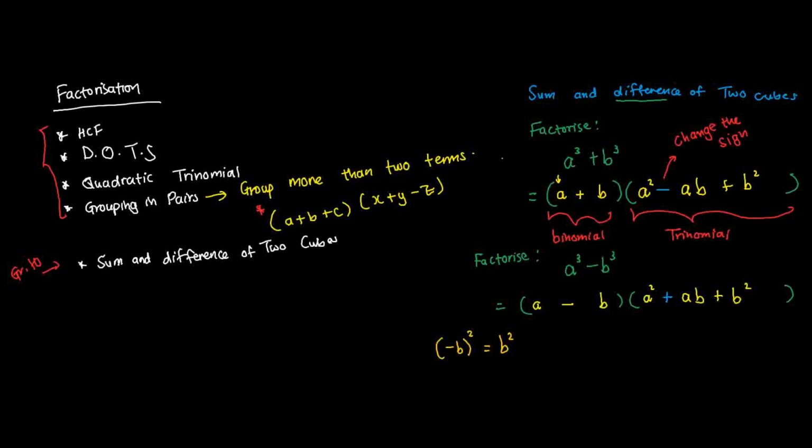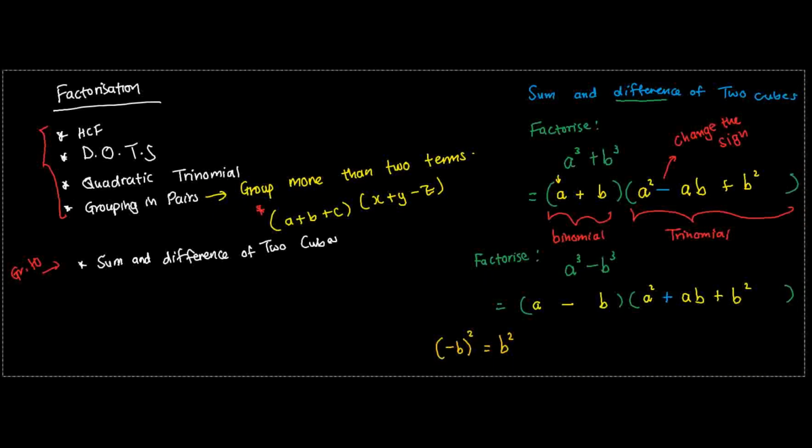Now, let's look at these two and apply what we learned. So let's look at an example. Let's factorize fully. We have x raised to the power of 6 minus 64.